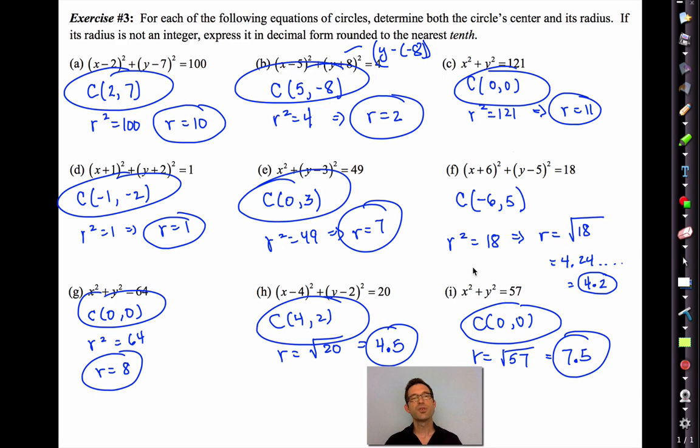All right. So you want to be able to take equations of circles and very quickly do a few things. Number one, perhaps most importantly, you want to recognize that it's the equation of a circle. Number two, you want to be able to identify its center. And number three, you want to be able to figure out what its radius is. All right, pause the video now and write down anything you need to.